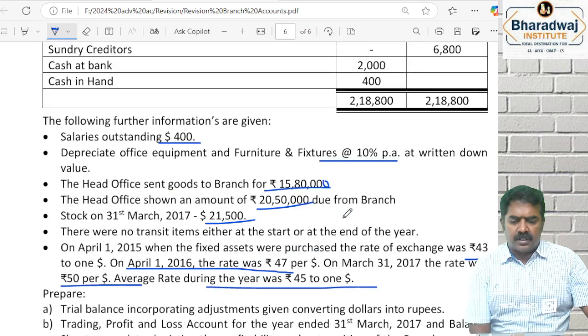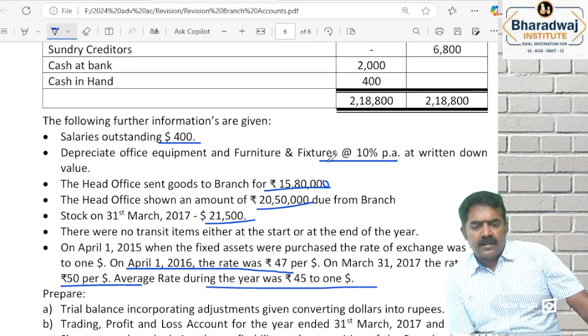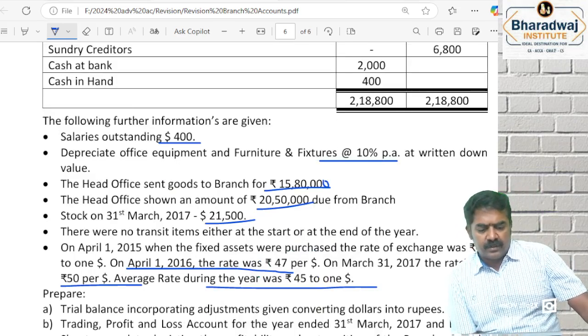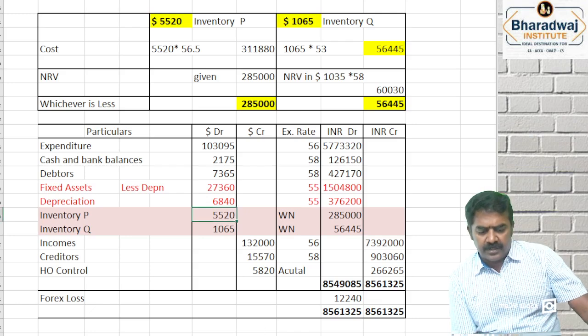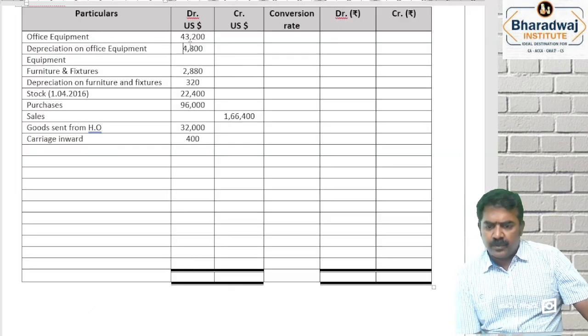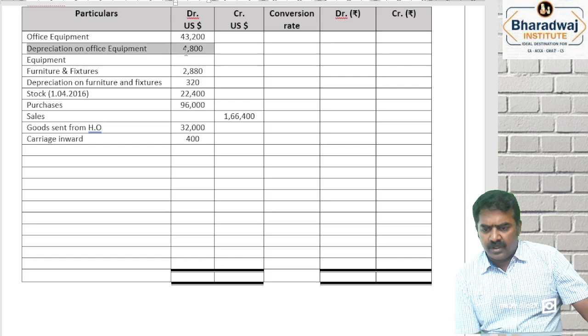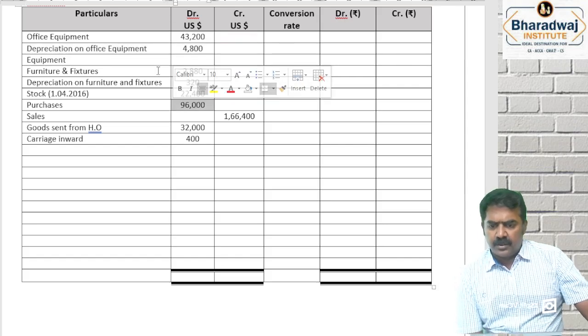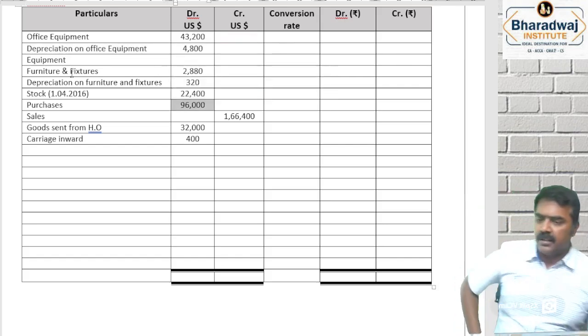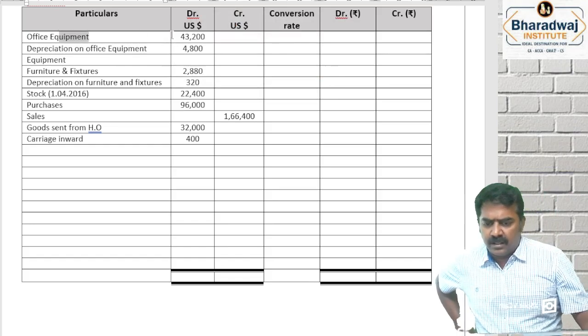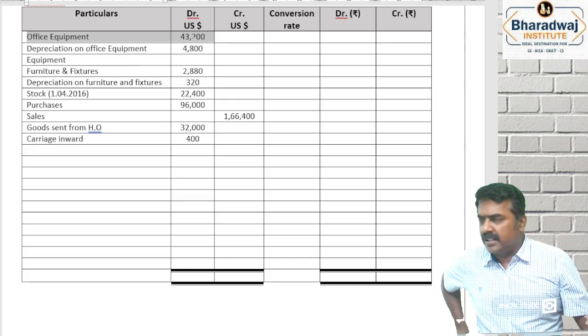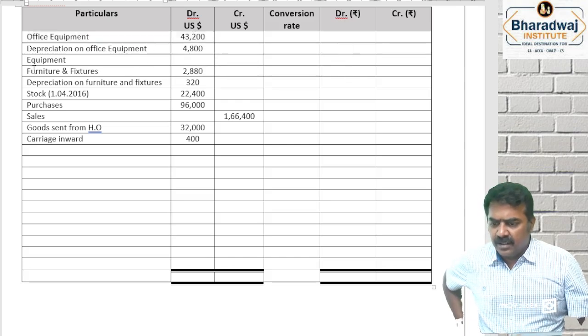48,000. What is the depreciation applicable for office equipment? 10%. Yeah. 48,000 into 10%, how much will it be? 4,800. You can incorporate it in the trial balance itself if you want. Then record the office equipment balance: 48,000 minus 4,800.